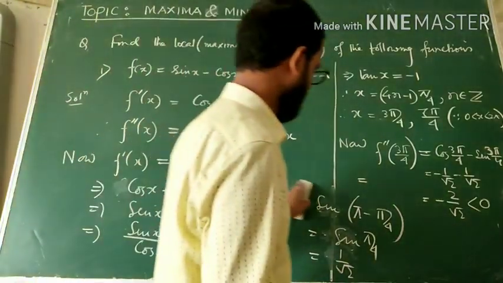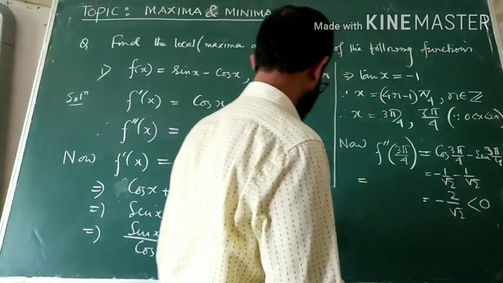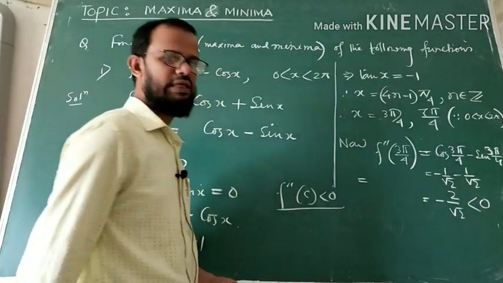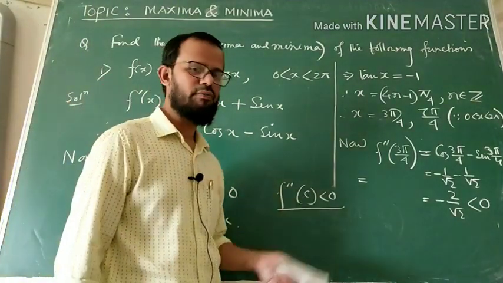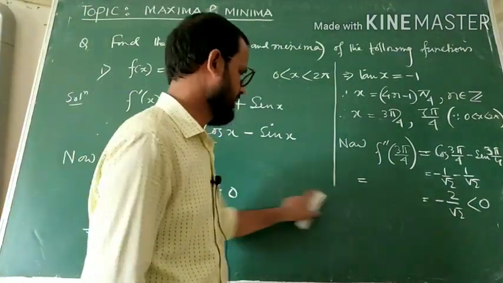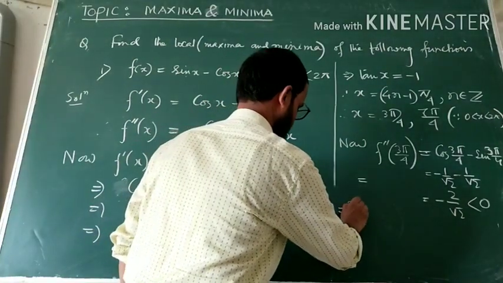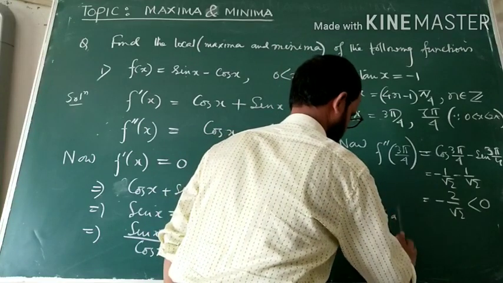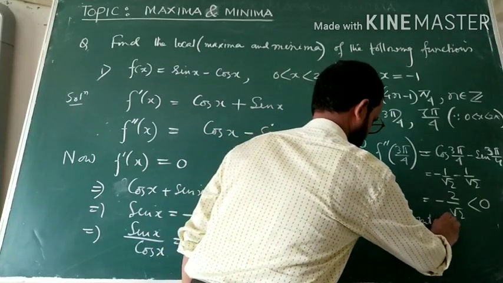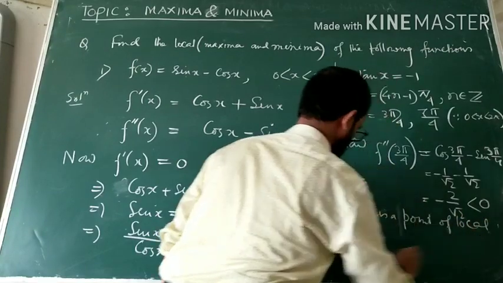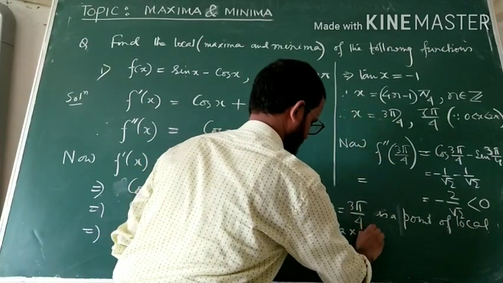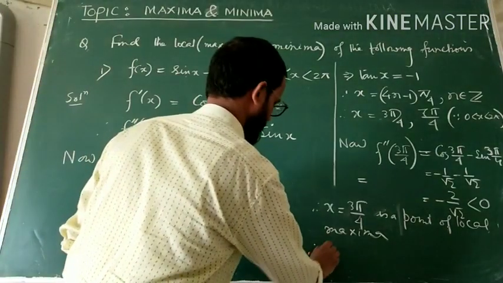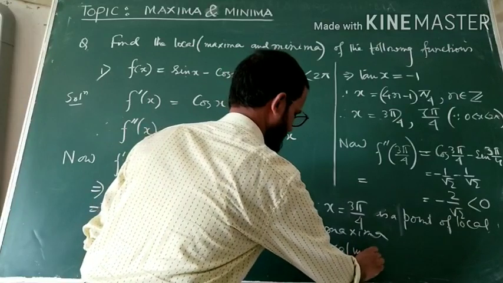So what does negative mean? If the value of f double dash at c, where c is a critical point, is less than 0, then by the second order derivative test, c is a point of local maxima. Therefore x equal to 3 pi by 4 is a point of local maxima. What is the local maximum value? Local maximum value.